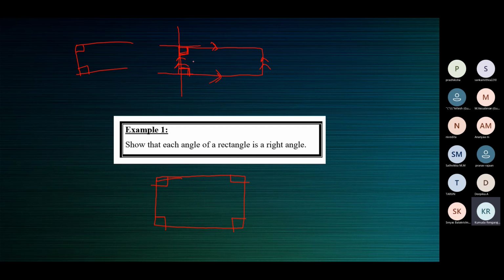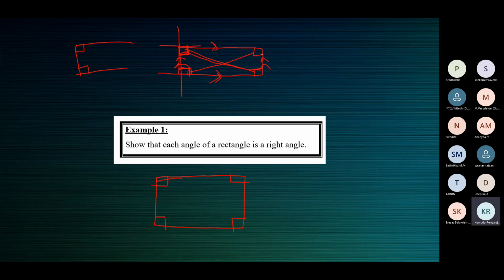And since it's given it's a rectangle, which means it's a parallelogram, by the property of a parallelogram, opposite angles are equal. So this angle is 90 degrees, and this is 90, so its opposite angle is also 90. Like this, we show that every angle of a rectangle is a right angle.